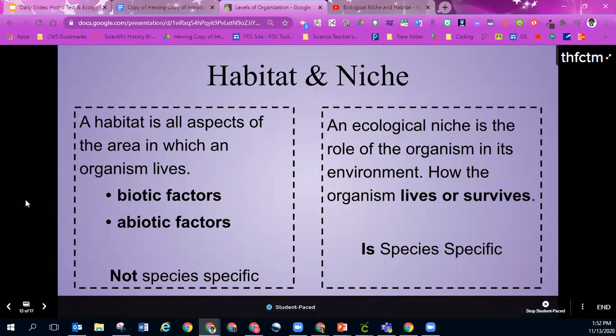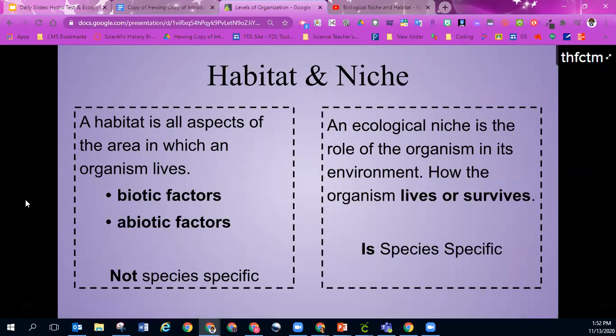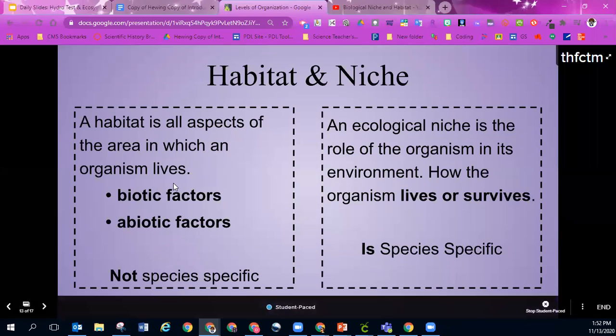So just a few more differences. A habitat is not necessarily species specific, so it can affect multiple species that live in one particular area. It deals with both the biotic and the abiotic factors of a particular area, whereas a niche is the role that the organism plays in that environment. It is very species specific, because different species have different jobs or different roles within that habitat, and it directly relates to how the organism lives or how it survives in that environment.